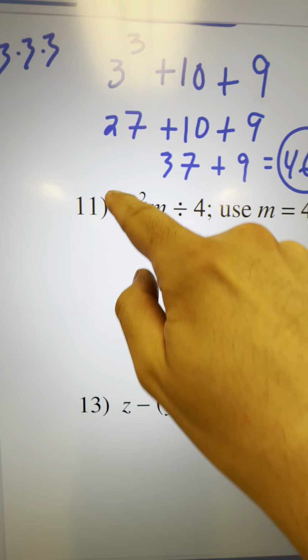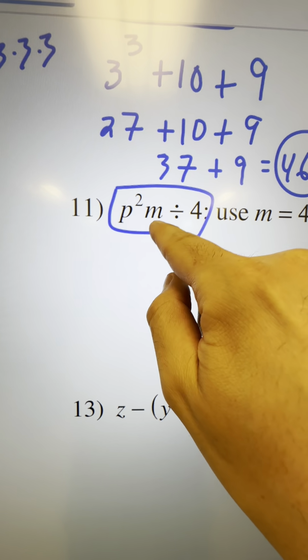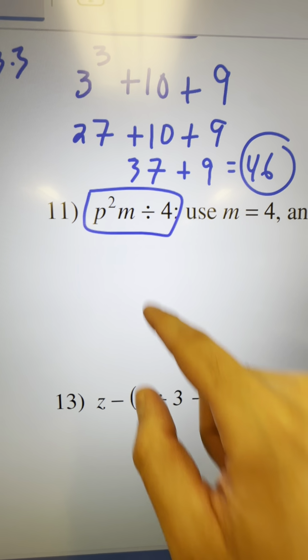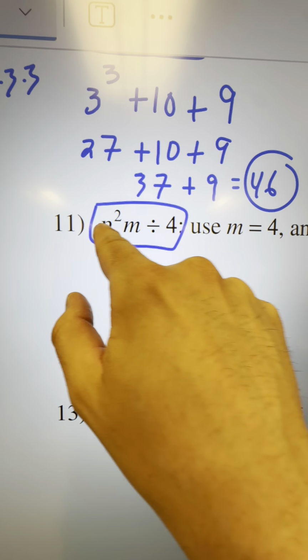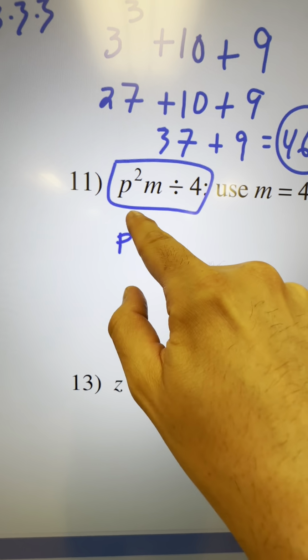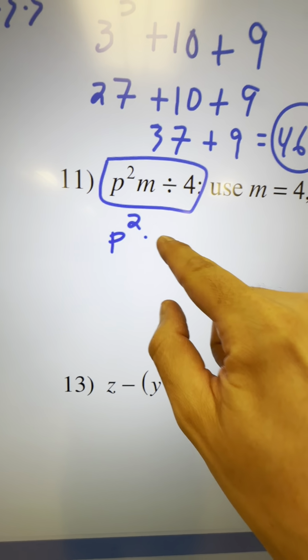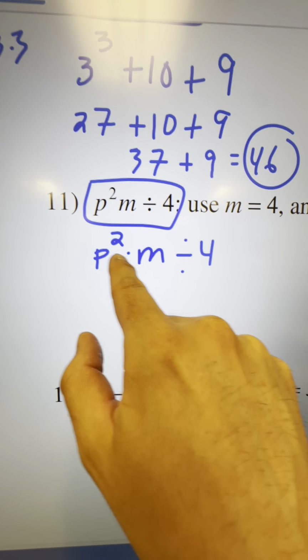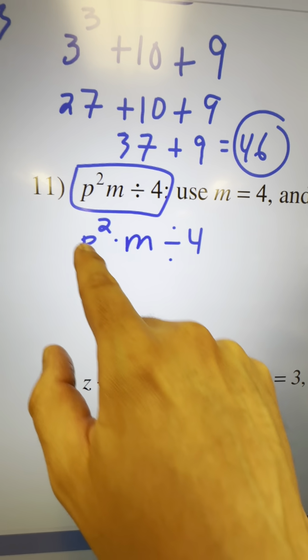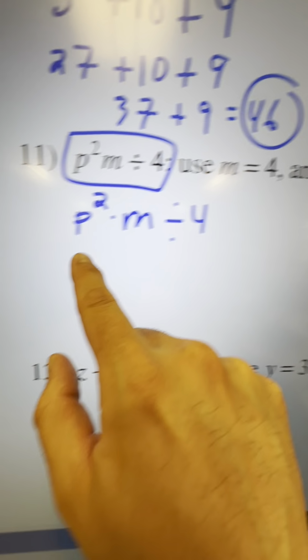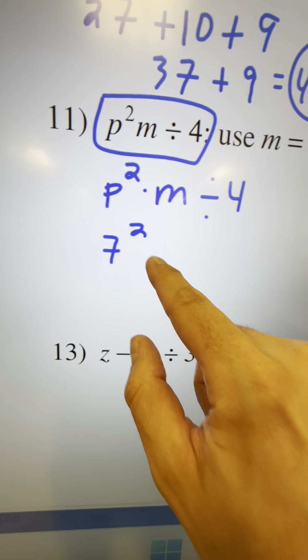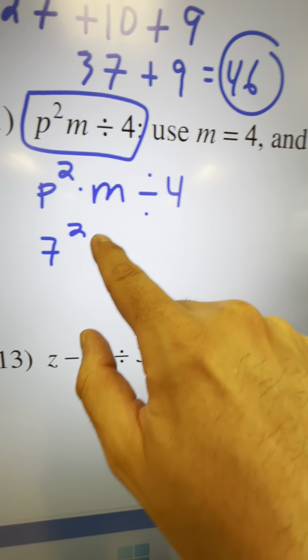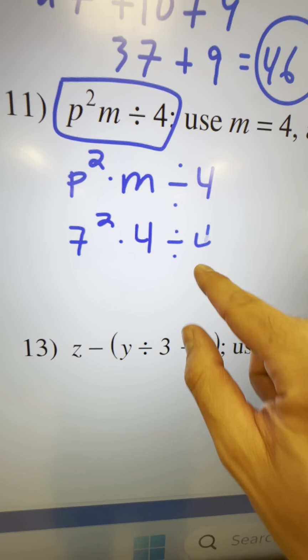Here I have example 11. We're doing p squared m divided by 4. If you see letters next to each other like this, remember p squared m means p squared is being multiplied with m, and then I put divided by 4. So this means multiply these two amounts. I'm going to replace p with 7 in this case. So I get 7 squared times, how much is m? 4. And we're dividing it by 4.